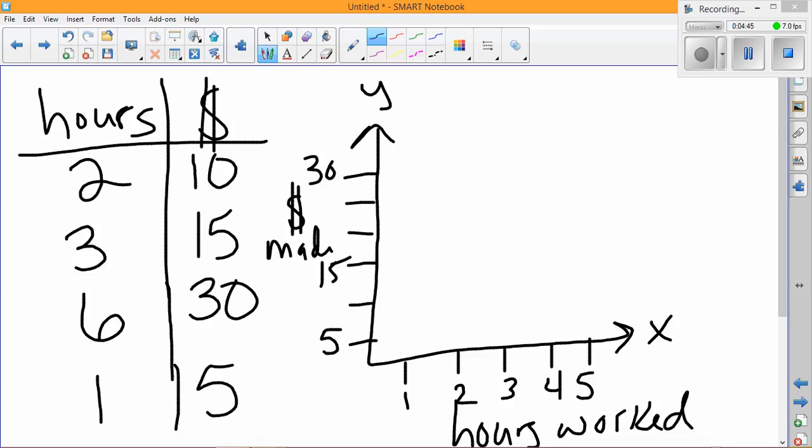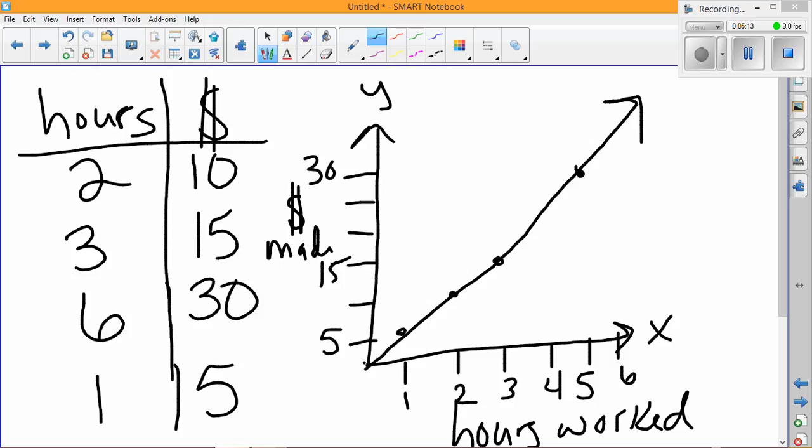Okay. And for 1 hour, I'm going to make $5. And for 2 hours, I will make 10. 3 hours, I will make 15. 6 hours, I will make 30. And it makes sense that if I don't work at all, 0 hours, I'm going to make $0.